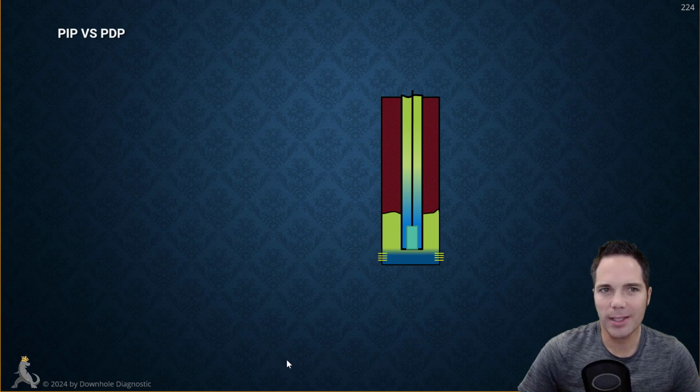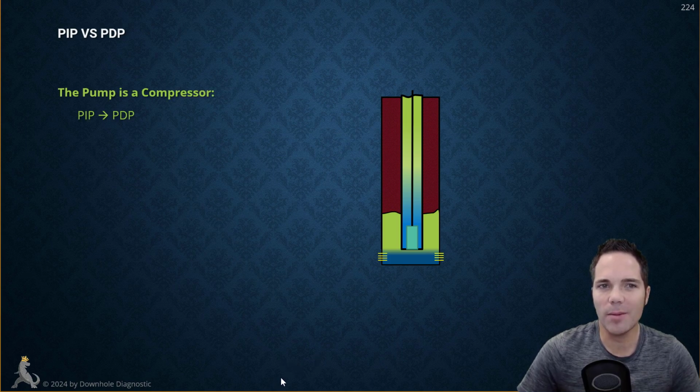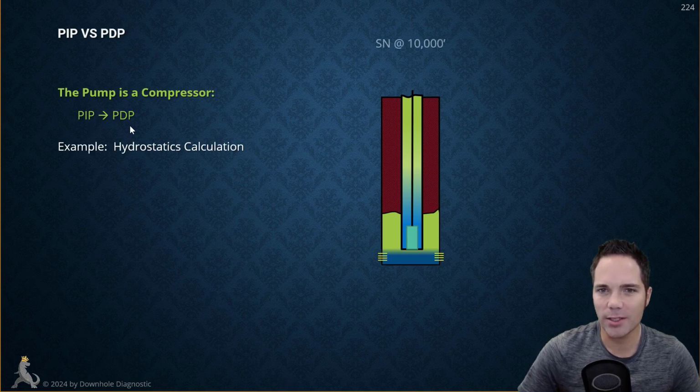So let's look at the pump intake pressure and pump discharge pressure a little bit more, and highlight the fact that the pump is a compressor. Remember, it's taking in fluid at the PIP, and has to compress it to the pump discharge pressure. Here's a quick hydrostatics calculation just to get a feel for how you would know what the pump intake pressure and pump discharge pressure are.